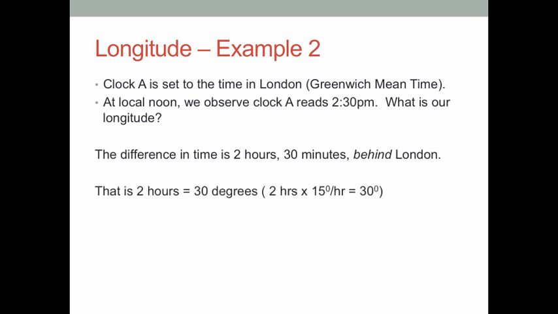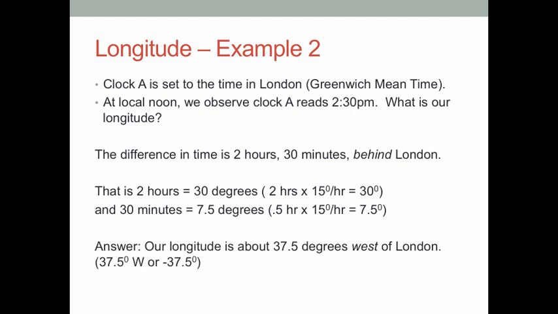That's 2 hours. 2 hours is 30 degrees because each hour is 15 degrees. So 2 hours times 15 degrees per hour, that's 30 degrees. And that 30 minutes at 15 degrees per hour, let's say 30 minutes is 0.5 hours. So 0.5 times 15 gives me 7.5 degrees. So our longitude is about 37.5 degrees west of London, or negative 37.5 degrees.